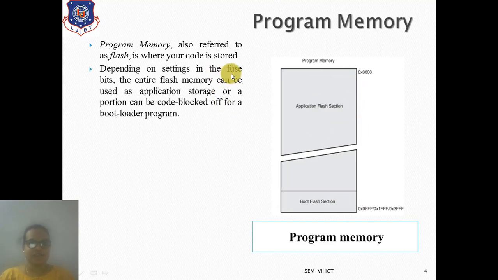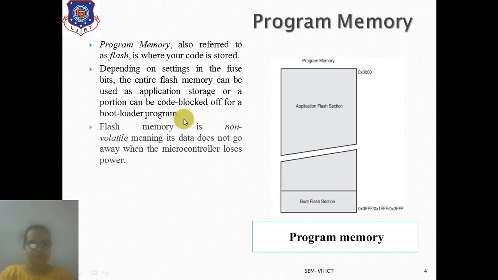Depending on the settings in the fuse bits, the entire flash memory can be used as application storage, or a portion can be blocked off for a bootloader programmer, right? So whatever memory is required for the application flash section is used for application purposes, and the rest of the portion is used for the bootloader program to load or reset that particular program.